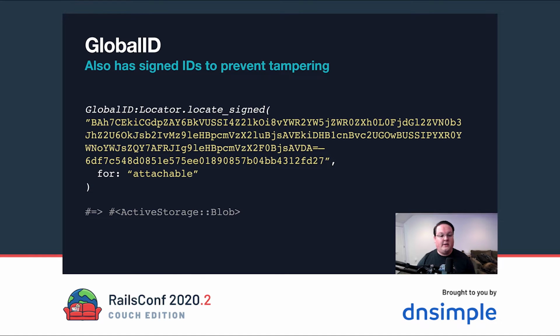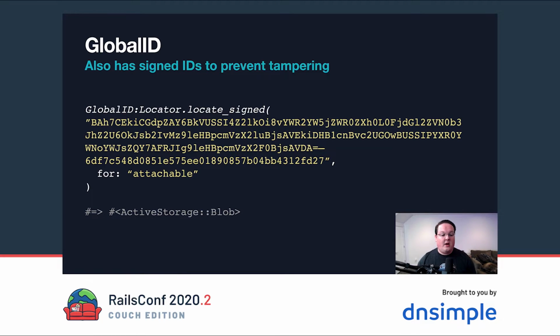So for signed global IDs, they're basically the exact same thing, but they're signed by the server, and they can have a purpose as well as expirations. Now, the ActionText signed global IDs don't have expirations, but they are marked as for attachable.